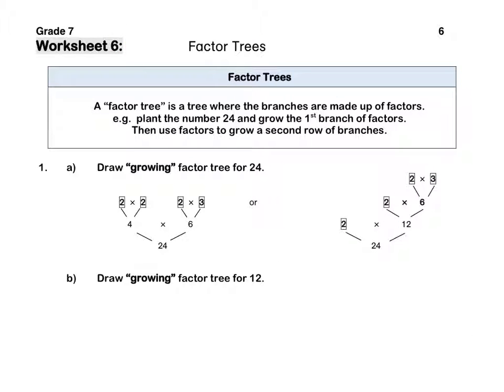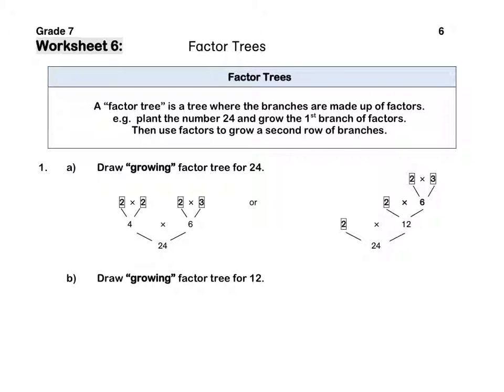Worksheet 6. A factor tree is a tree where the branches are made up of factors. For example, plant the number 24 and grow the first branch of factors. Then use those factors to grow a second row of branches. So for 24 we know we can write it as 4 times 6. 4 we can still write as 2 times 2, and 6 we can write as 2 times 3.